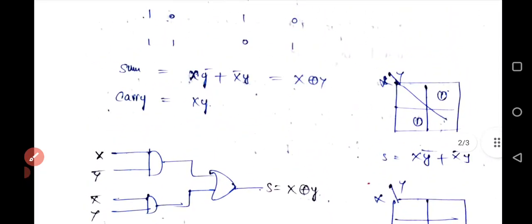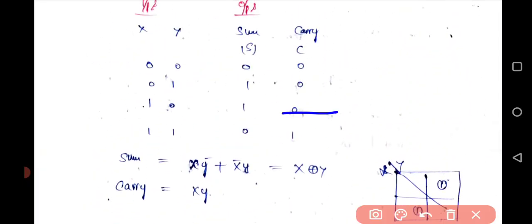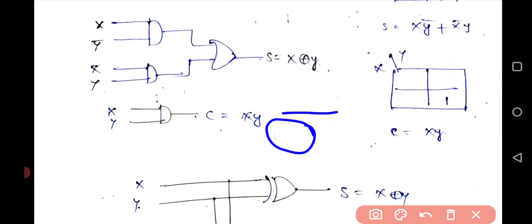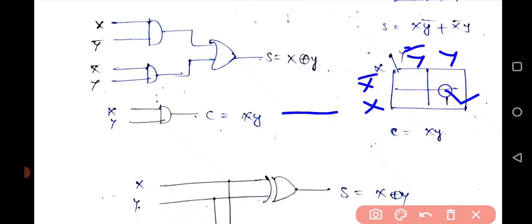From the carry point of view, we are getting only one carry, at the 1 1 combination only. So for that purpose I can represent here that carry is equal to this one. Not x bar actually. This is x, this is y, therefore x y. This is a mathematical notation.